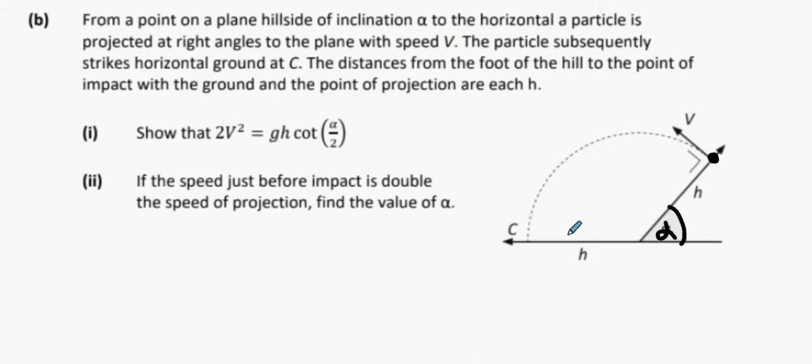So its point of impact to the foot of the hill is h, and the distance it travelled, so the point of projection down to here, is also h. Okay, that's good to know. Show that 2v squared is gh cotan. Now, cotan is 1 over tan alpha over 2. Okay, we can all agree with that much.